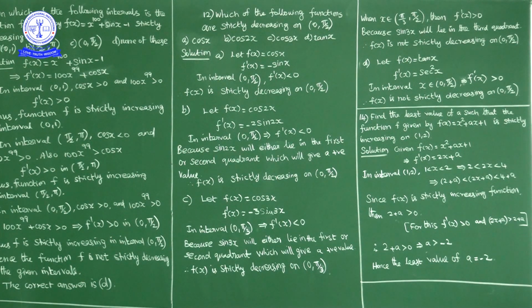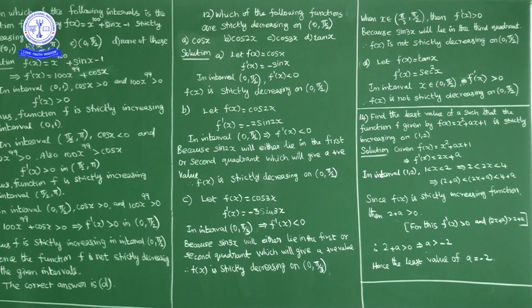In both the quadrants sin is positive, so sin 2x is positive. But sin 2x is multiplied by minus 2, which gives a negative quantity. So f dash of x is less than 0, which means f of x is strictly decreasing on 0 to pi by 2.